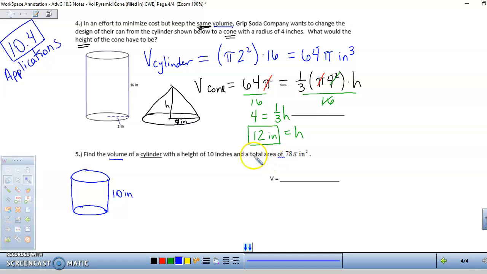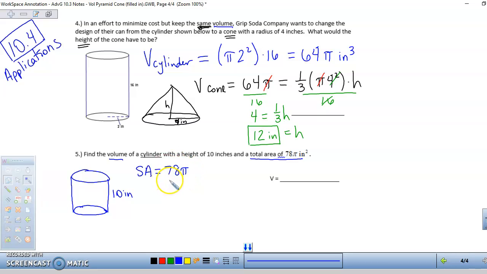So how the heck do I do that? Well, the other information you are given, remember you always start with your given information, is that you have a total area, and total area is just like saying surface area. So I'm going to say it as surface area. The surface area is 78 pi. So I'm going to write that down. Okay, this is everything I've been given. Well, I can go somewhere with this.